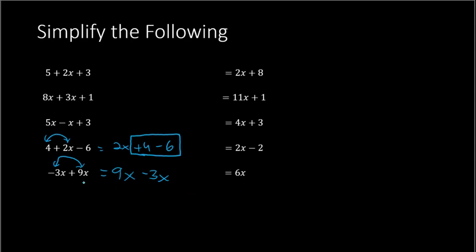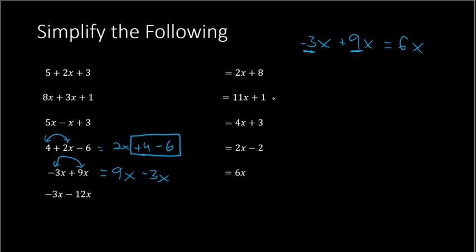So your solution would be 6x. Now you don't need to switch the order. You could just look at the negative 3x and the plus 9x. And to put them together, you just look at the negative 3 and the 9. Negative 3 plus 9 is 6. You have 6x. So when you're combining like terms, you're basically just putting together those coefficients, whatever they may be. So negative 3 plus 9 would be 6.